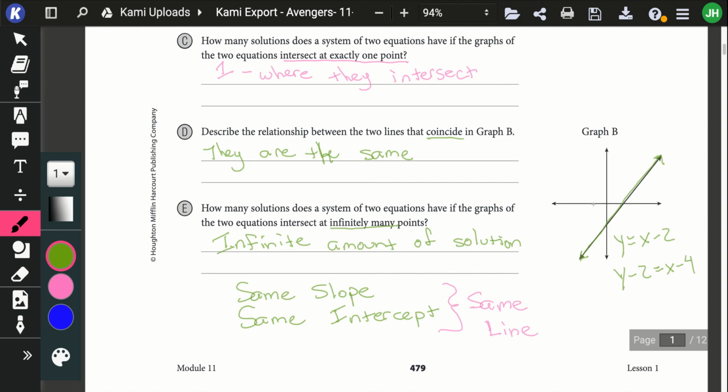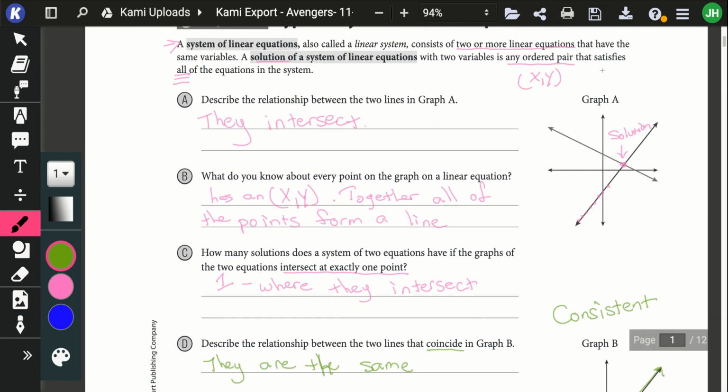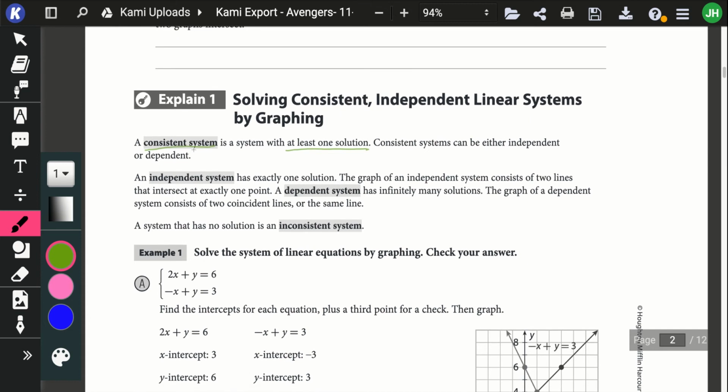Is this consistent? It is consistent because it has at least one. It has an infinite amount. Infinity is more than one. And this is also consistent because it has one. So, a consistent system has at least one solution.